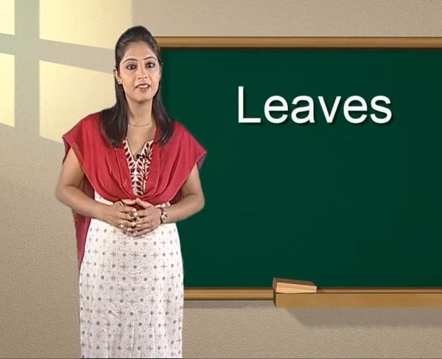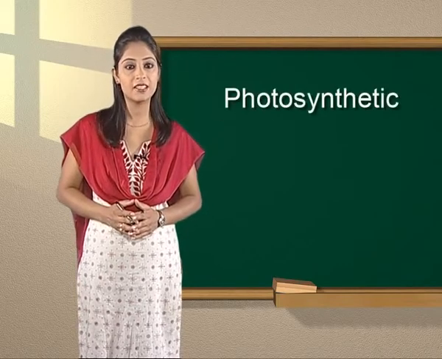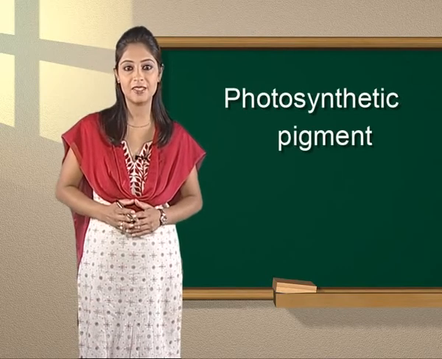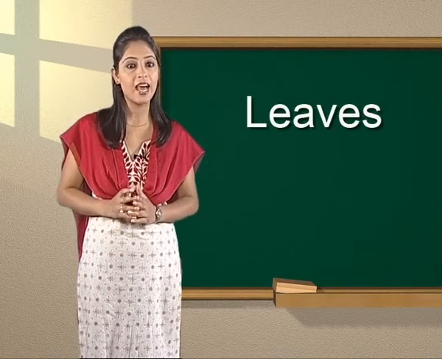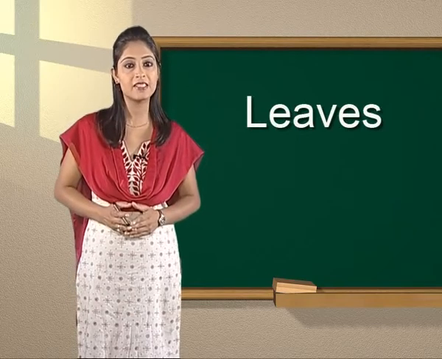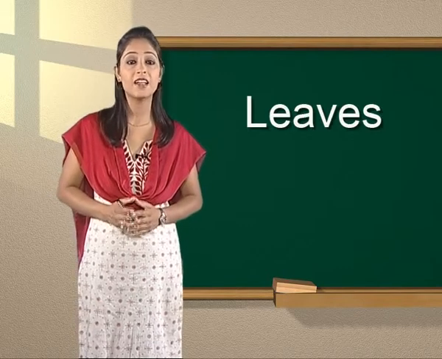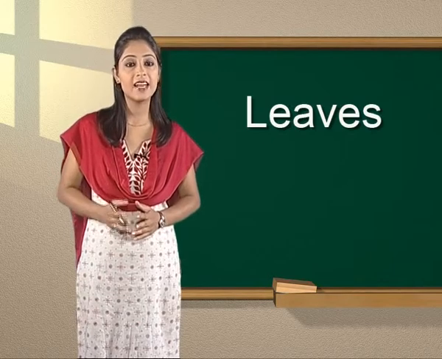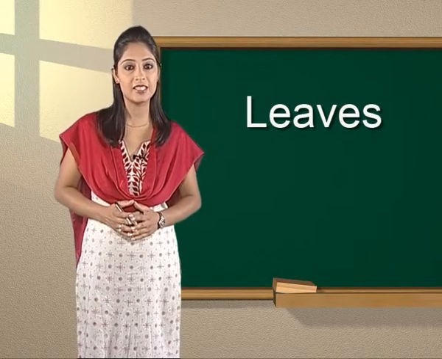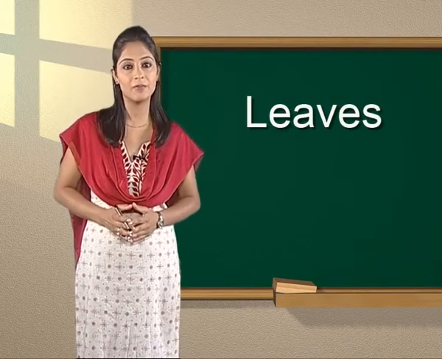Leaves are green in color due to the presence of chlorophyll. Chlorophyll is an important photosynthetic pigment in green plants. Leaves are also important as we often identify plants on the basis of their leaves. We can say that leaves are the most important aerial parts of plants and are specialized for photosynthesis and hence are the food making factories of green plants.